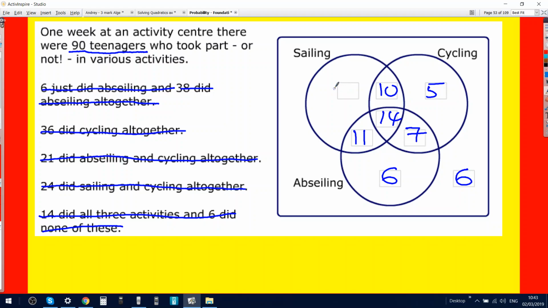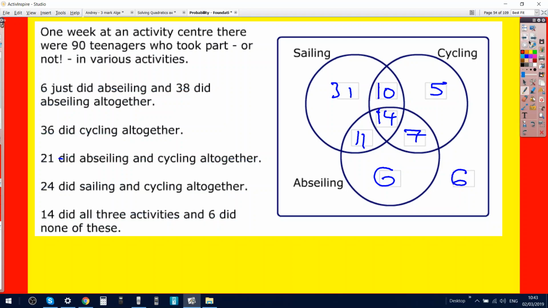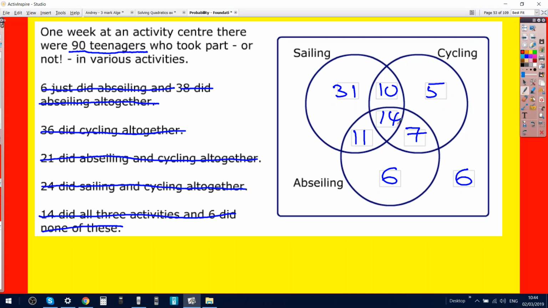So 90 take away 59, that's 31. So 31, 10, 5, 11, 14, 7, 6, 6. Start from the very middle, then work your way out to the next middles, and then work your way out again. One exception being the outside. Any questions there?